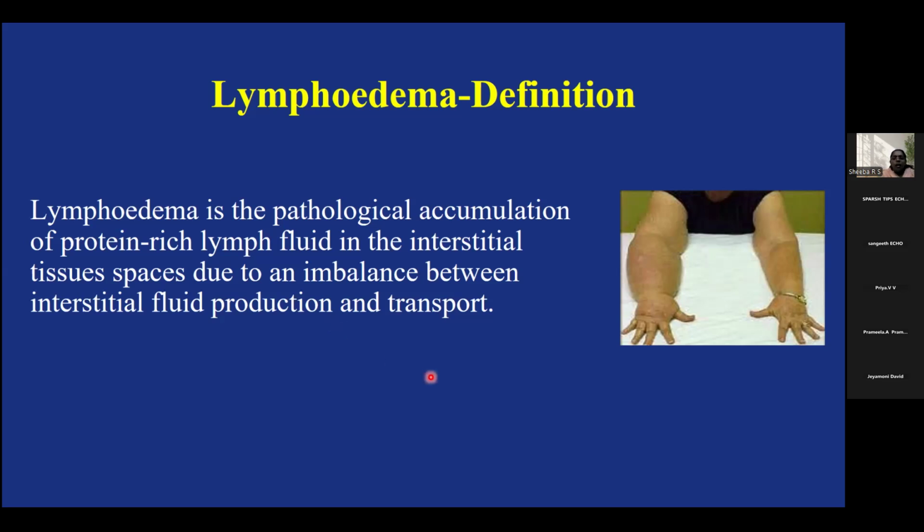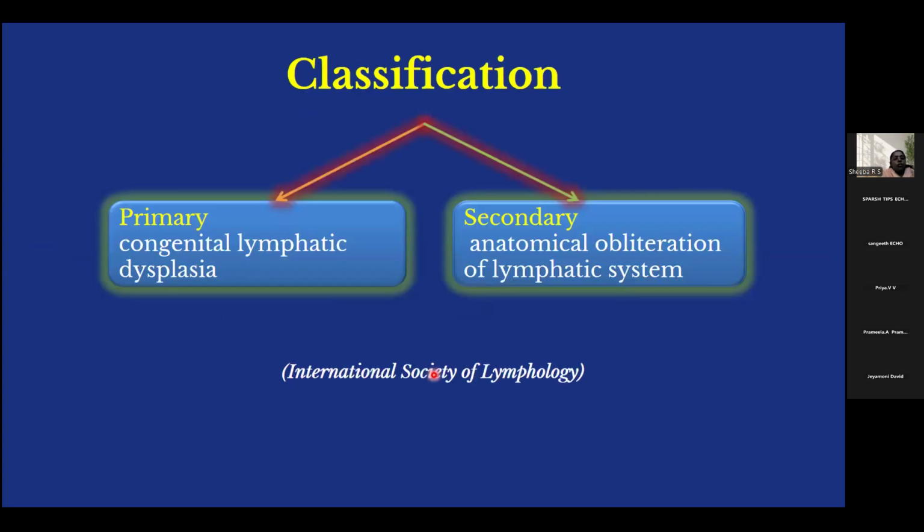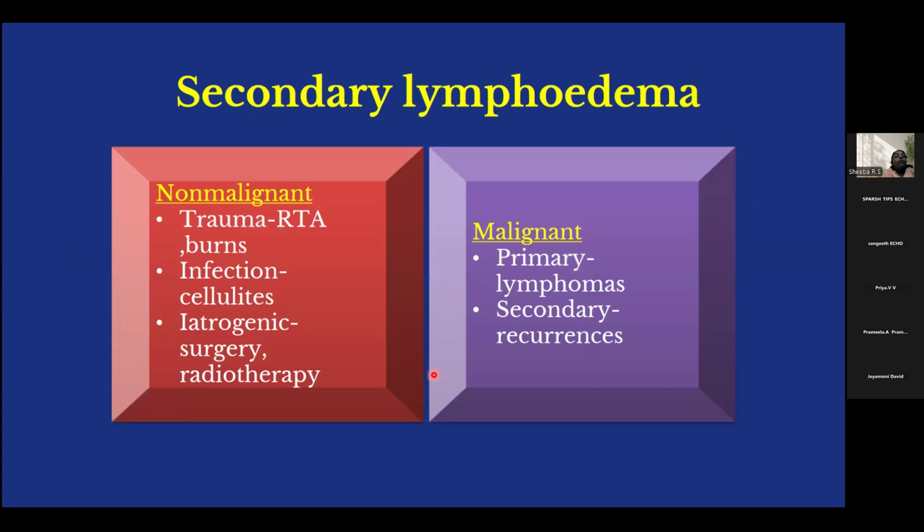What is the classification? According to the International Society of Lymphology, it has been classified into two, primary and secondary. Primary is congenital lymphatic dysplasia. So from birth itself, there is a malformation. Secondary is again divided into two, non-malignant and malignant.